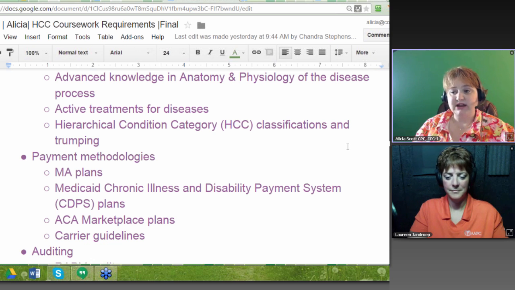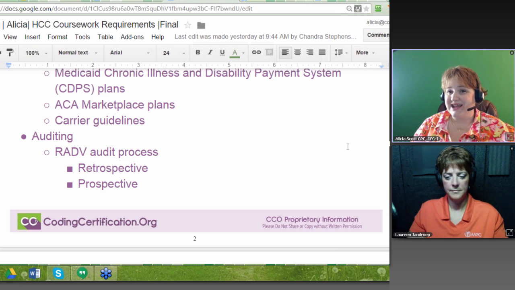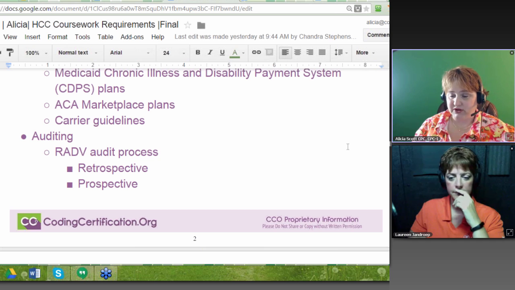And last, auditing. There's RADV audit processes. This is retrospective and prospective auditing. As a coder, you have to embrace auditing and being audited, and as a CRC, know that 98% accuracy is what they're looking for. They're looking for quality versus quantity in this area. You have to have both.